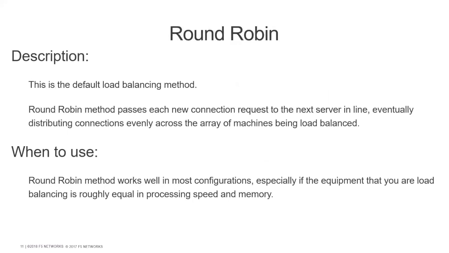So going into the round robin, it is the default load balancing method. It will pass each new connection to the next server in line, and it will distribute all the connections evenly across the servers that are in the pool. When to use it, this works well in most configurations. So if the equipment that you have in terms of CPU, memory, bandwidth is fairly the same, then this is a very good method because it's just a very simple one. And at the end of the day, when you have thousands or millions of requests coming in, you're going to see that we are load balancing evenly, which is quite important.